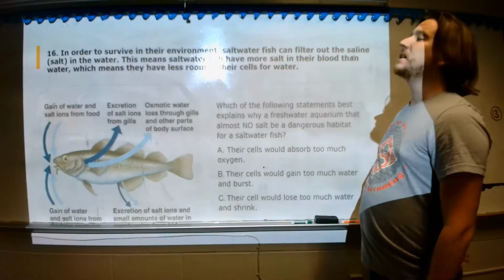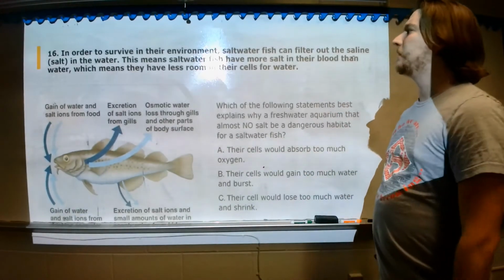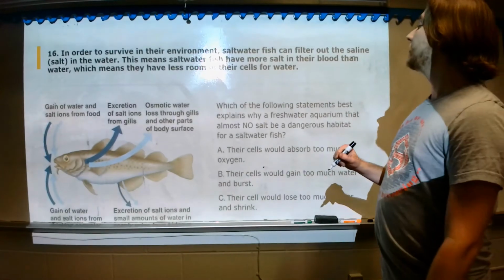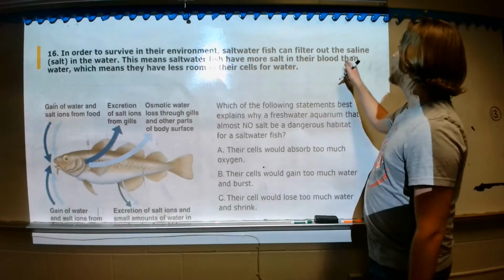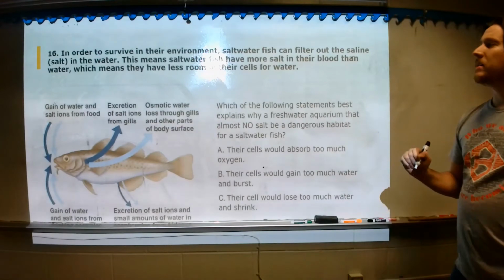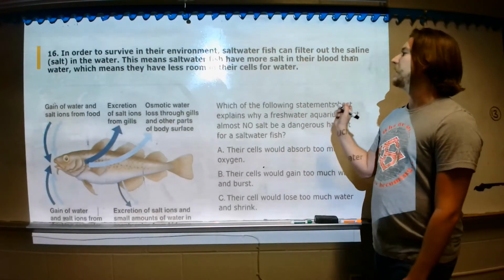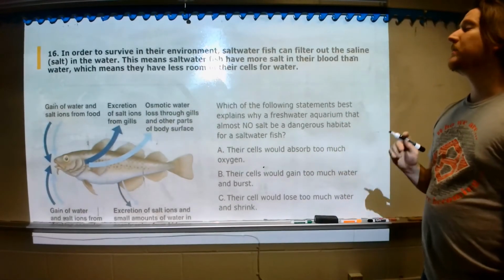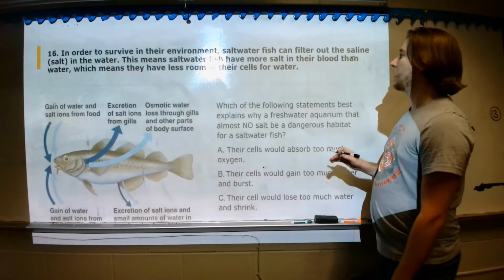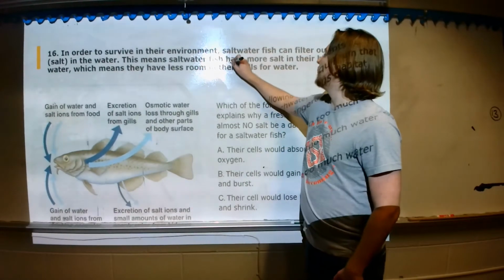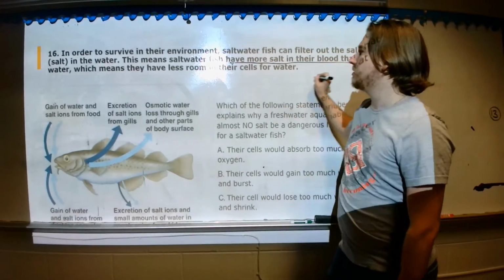So, 16 says, in order to survive in their environment, saltwater fish can filter out the saline in the water. Saline is salt. This means saltwater fish have more salt in their blood than water, which means they have less room in their cells for water. Important parts: they have more salt in their blood than water.